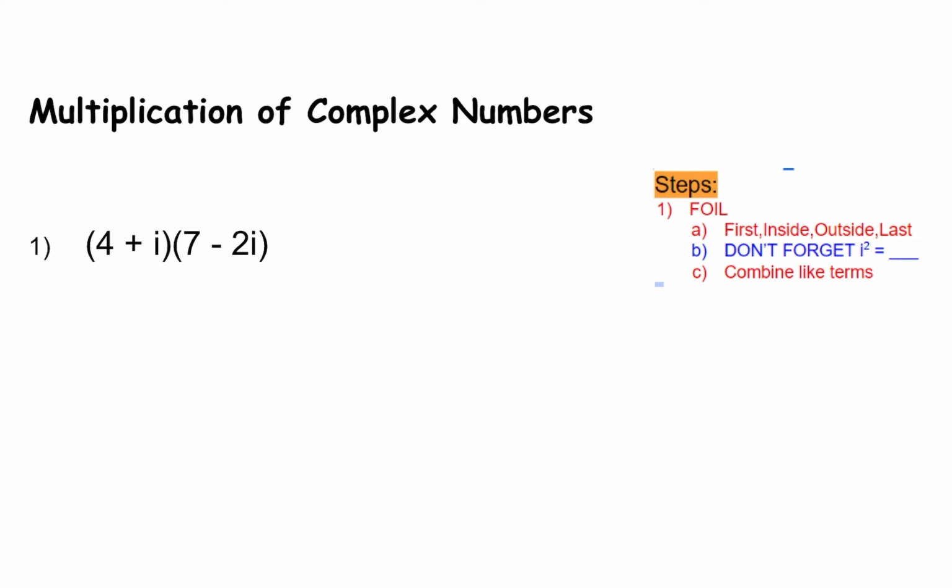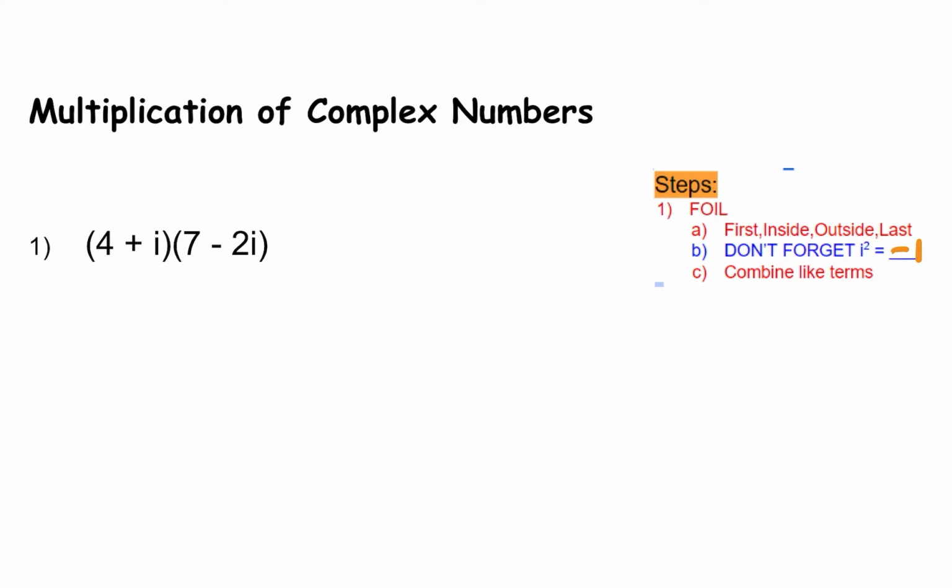So this is used when you multiply binomials. Binomials are composed of two terms in each given polynomial. Letter B, we are going to change i squared, if i squared is going to show up, into -1 because i squared is equal to -1. And then we combine like terms if there is something that we can combine.